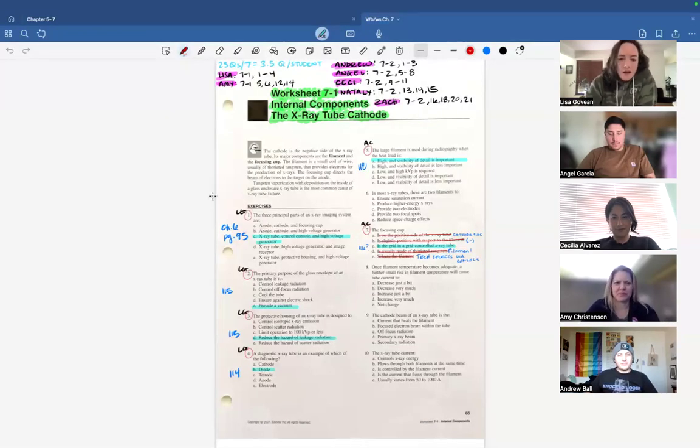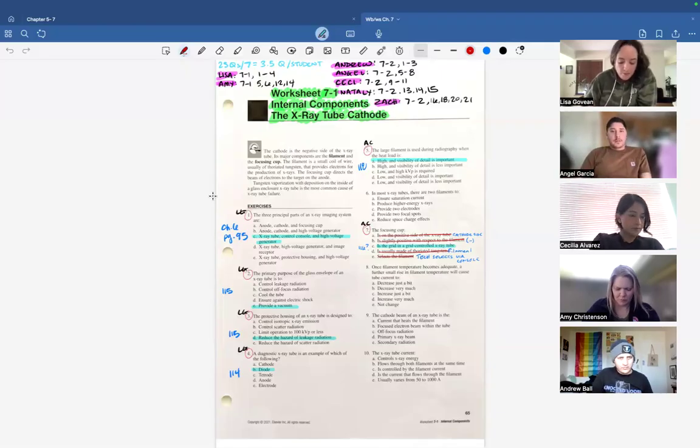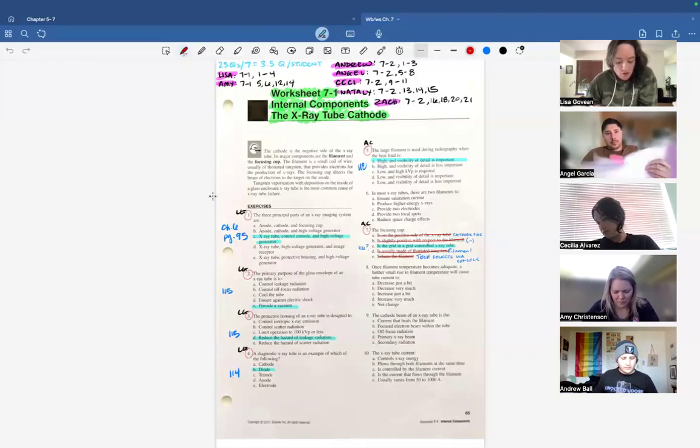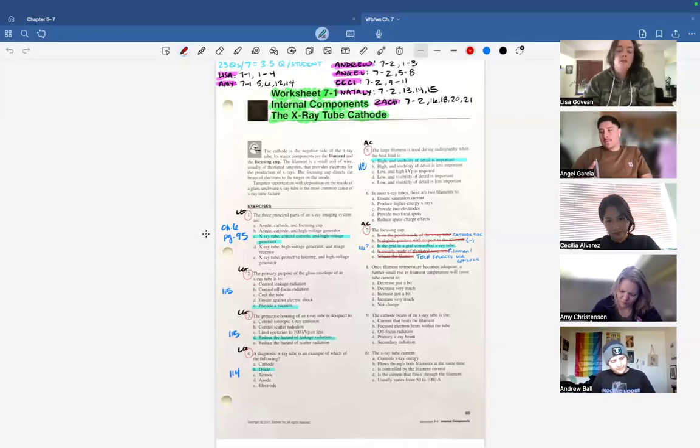Worksheet 7-1. I'll do the first four and then make sure that I select the correct answer for when we submit it later. Number one, the three principal parts of an X-ray imaging system are, I got C, the X-ray tube, the control console, and the high voltage generator. Yep. And you can see on there where I found it. Actually in chapter 6, but still.